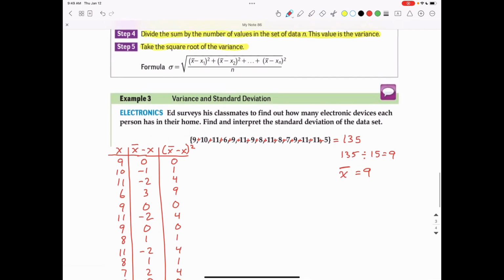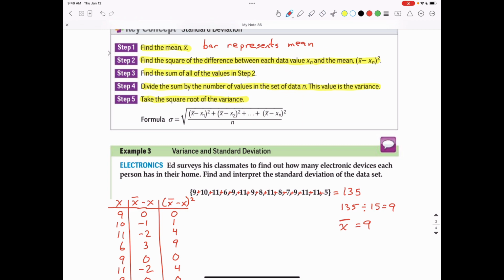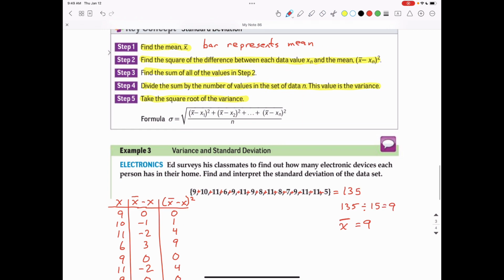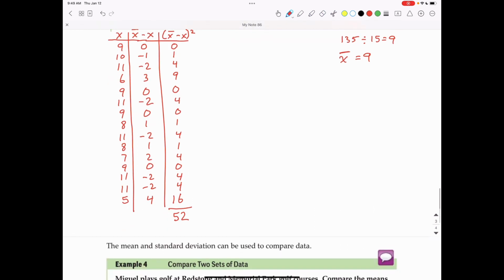The fourth step, divide the sum by the number of values in the set of data. This value is the variance. So we're going to take that 52. We're going to divide that by how many values are in the data set, and that's 15. 52 divided by 15 is about 3.46 repeating. Now you can round that to 3.47 if you would like, but I'm going to go ahead and just leave it as 3.46 repeating in my calculator.